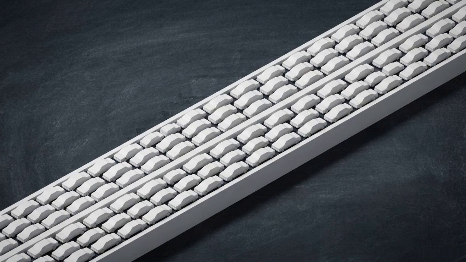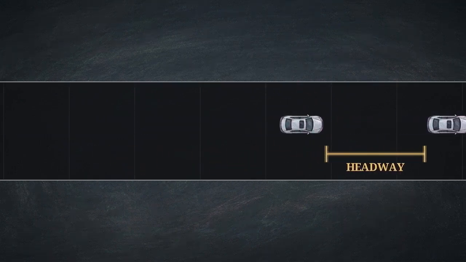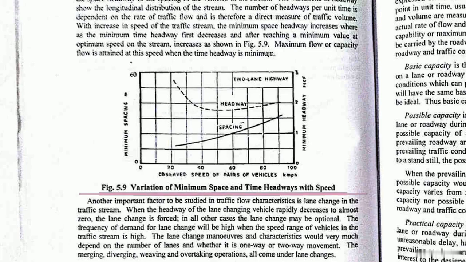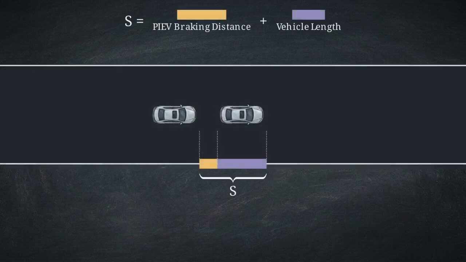Capacity is dictated by headway, the required space and time interval between successive vehicles. This chart tracks how minimum space and time headways vary based on the speed of the traffic stream. Notice that as speed increases, the required time headway reaches an optimum point, the exact moment where potential flow is maximized. This allows us to derive the theoretical maximum capacity of a lane, where capacity is a function of speed divided by vehicle spacing. The spacing variable is the sum of the vehicle's physical length and the driver's PIEV braking distance.